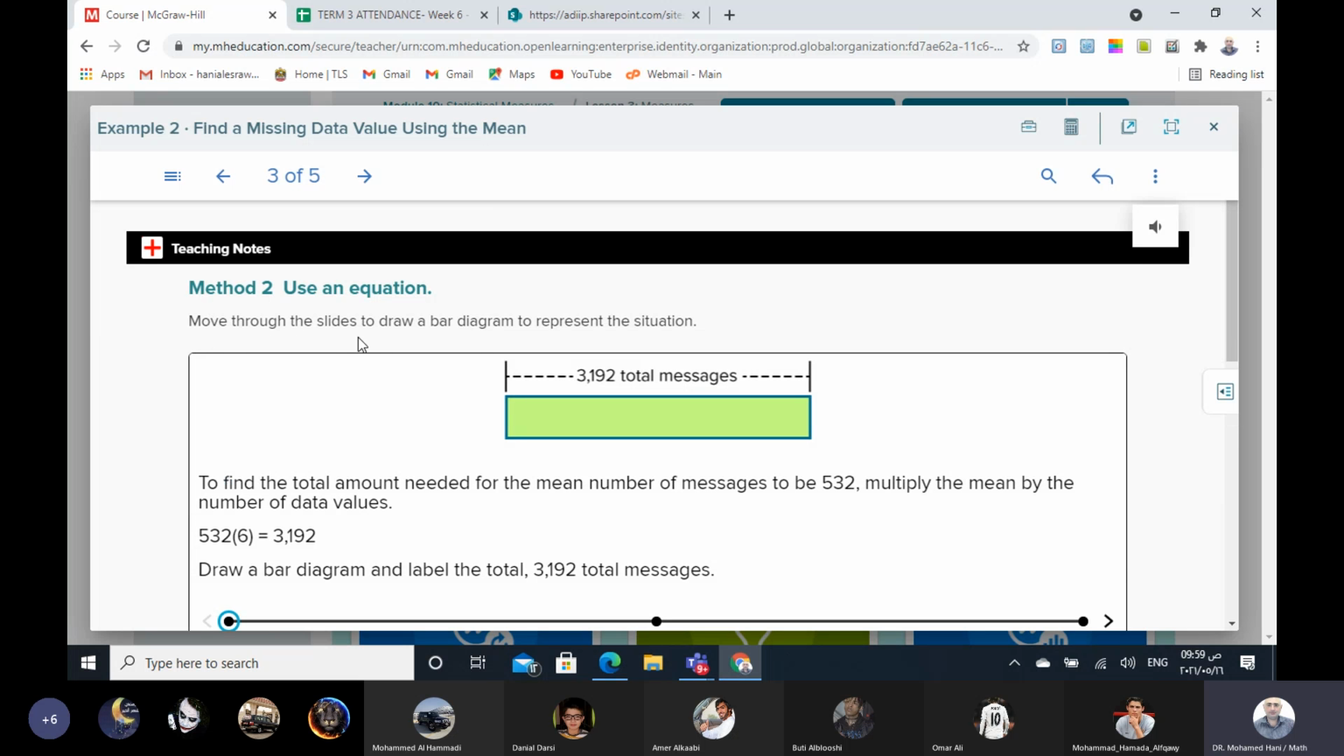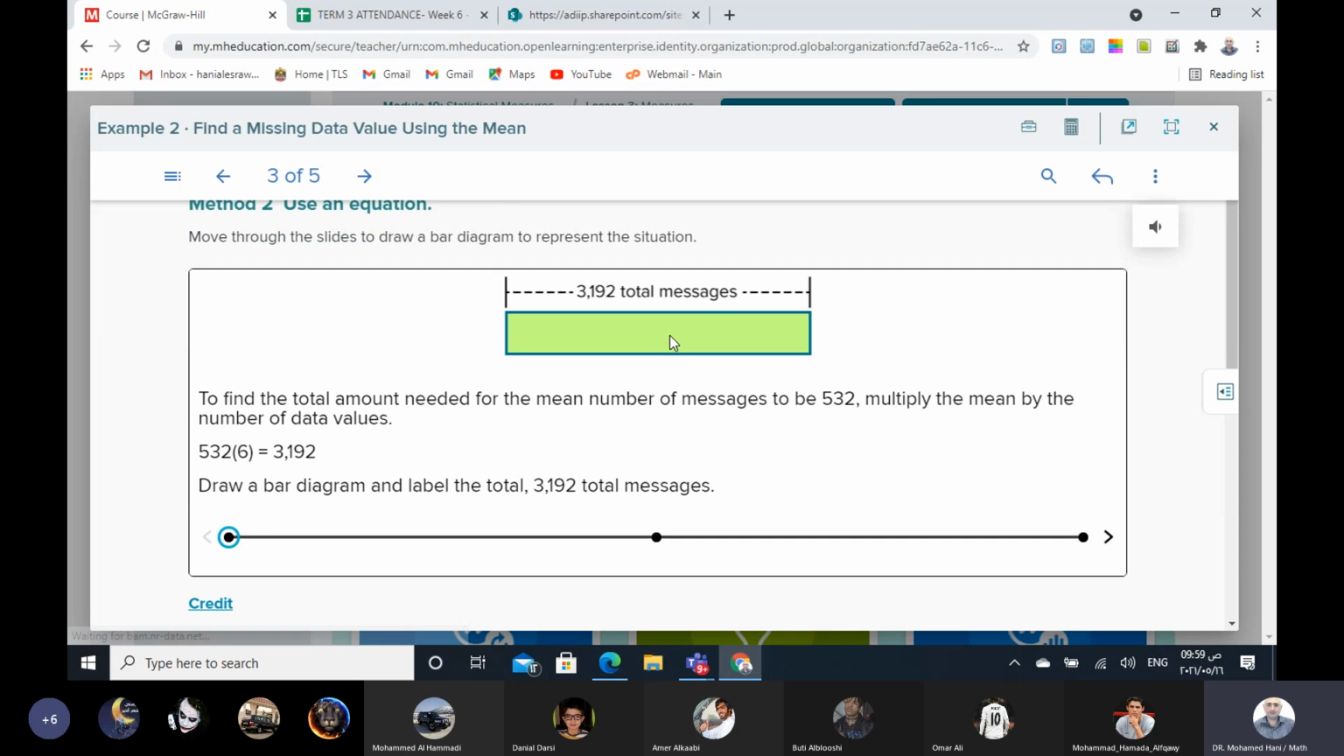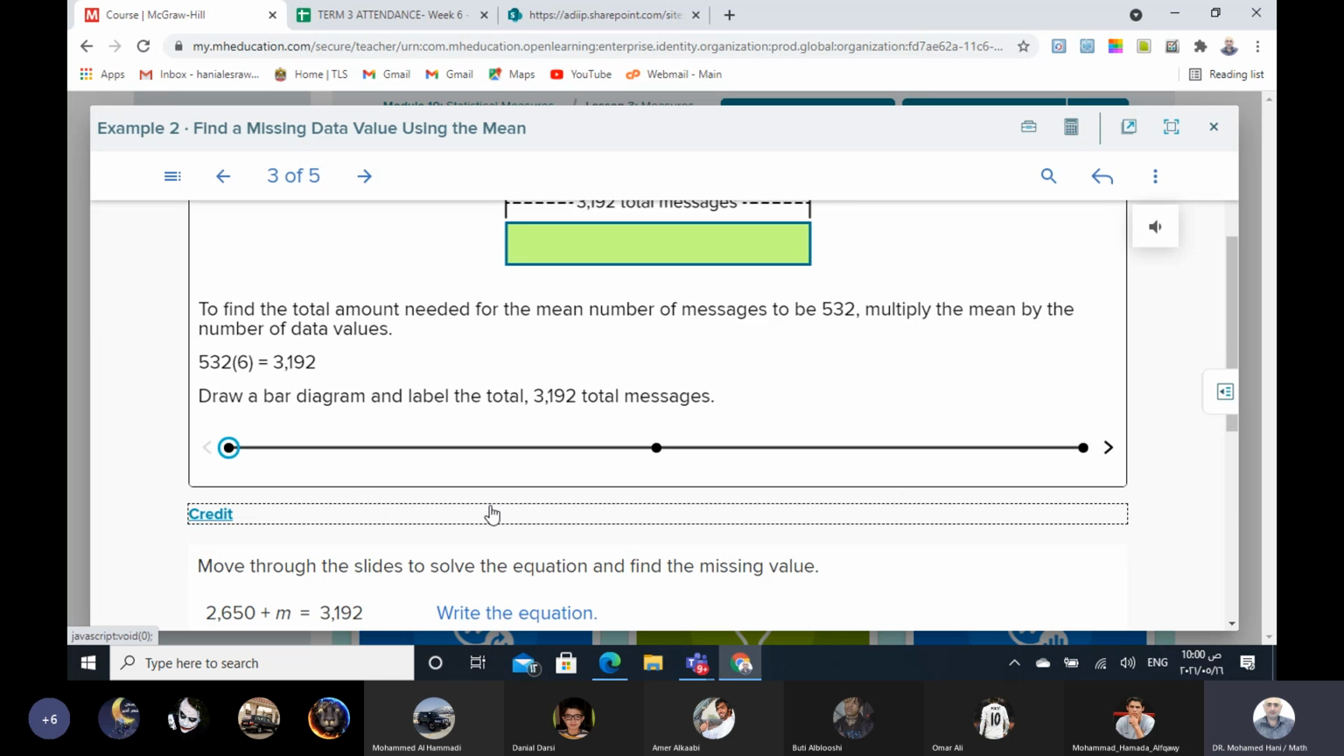Move through the slides to draw a bar diagram to represent the situation. As you see, you have 3,192 total messages. How many messages do we have? We have 6. And the mean is 532. Multiply the mean by the number of messages. 532 times 6 is 3,192. Then draw a bar diagram and label the total 3,192 total messages.